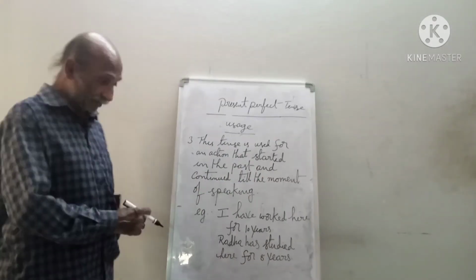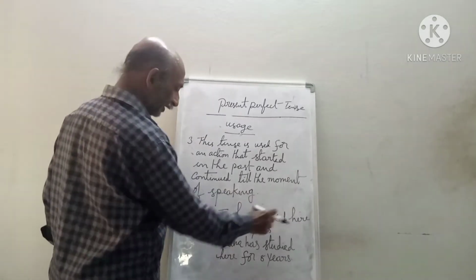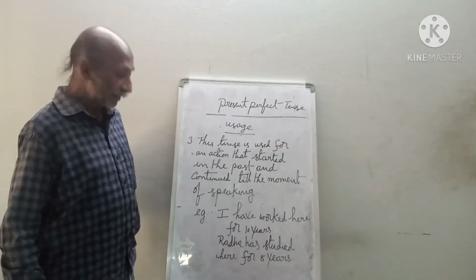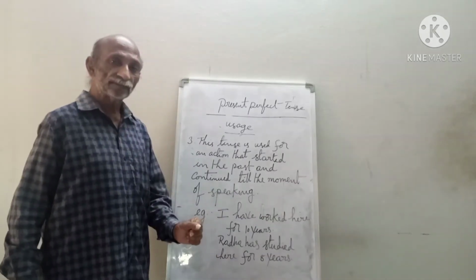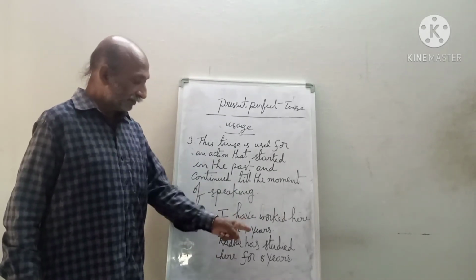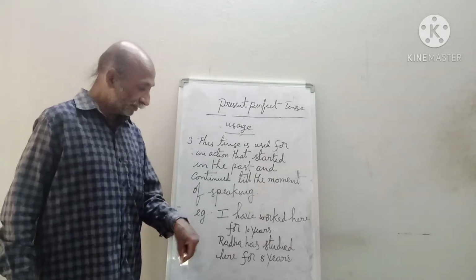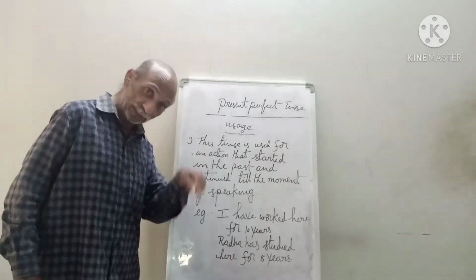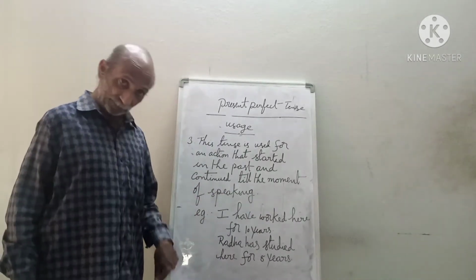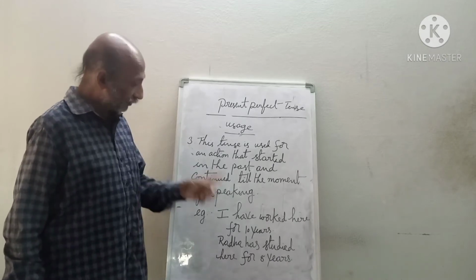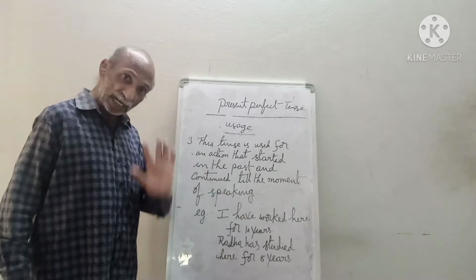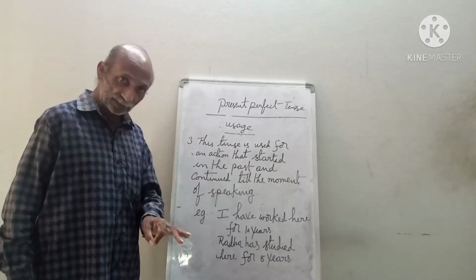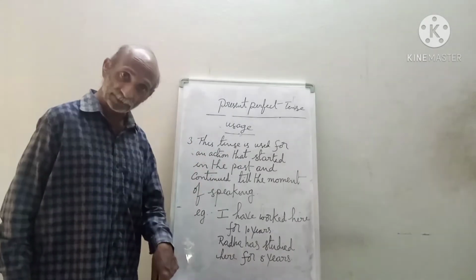Now take a look at examples. I have worked here for 10 years. It means 10 years ago I started working here. Now 10 years have been completed. This period of 10 years also includes the present moment. So here, this sentence connects the past and the present. The present means including this moment.